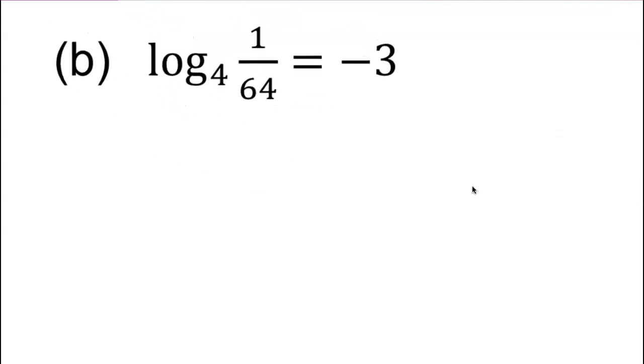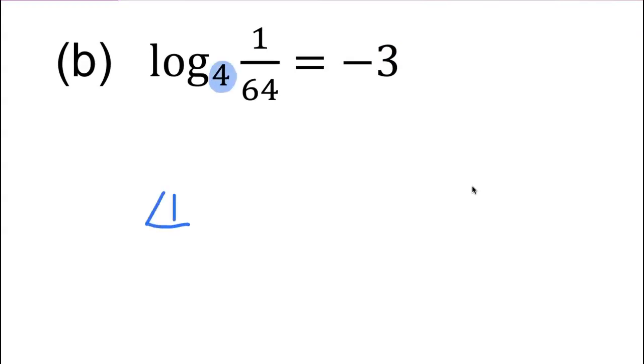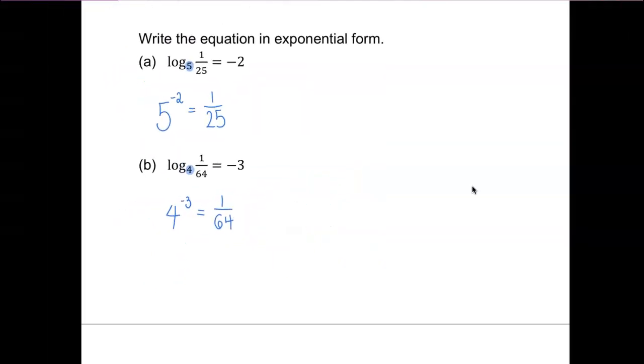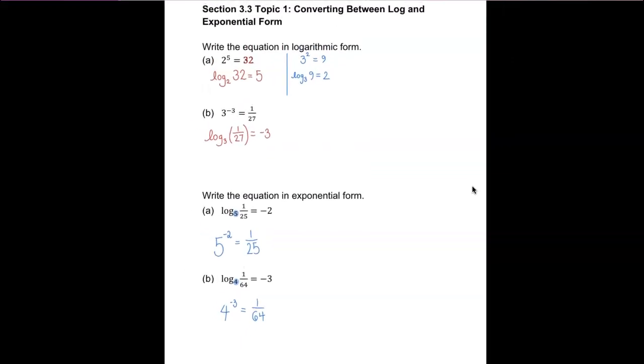Next example. If you're writing log base 4 of 1 over 64 equals negative 3, what's the base? The base is 4. And 4 is getting raised to the what power? Negative 3rd power. And that equals that log argument of 1 over 64. Okay? So, I gave you about 5 examples of converting between log and exponential forms in this video. And remember, this is going to be very useful when we solve log and exponential equations later in section 3.5.